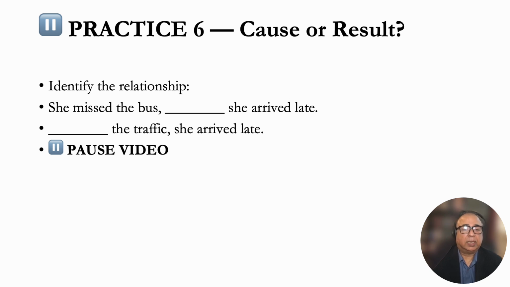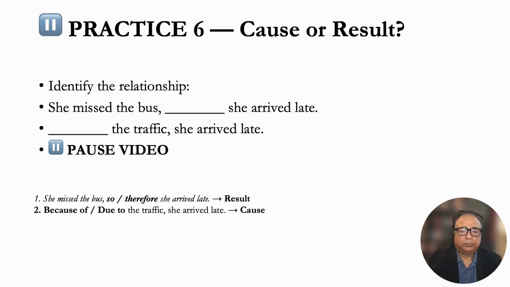Practice 6. Identify the relationship. Is this a cause or an effect? She missed the bus, blank, she arrived late. Is this a cause or a result? Blank, the traffic, she arrived late. What do you think? So it's a result. She missed the bus. All right, so that was the cause. And so she was late to class.